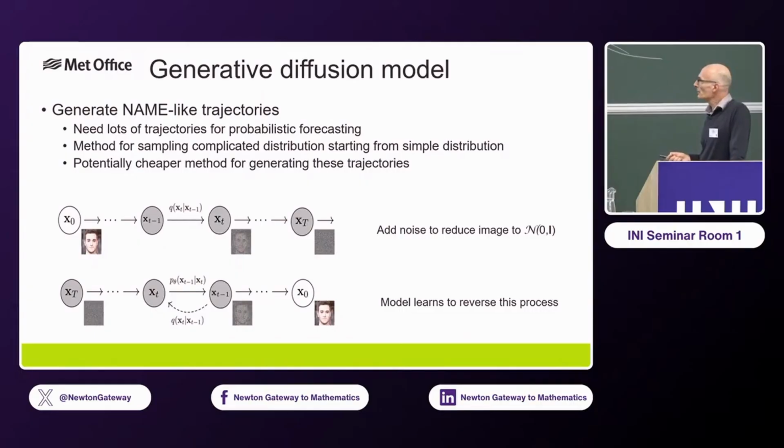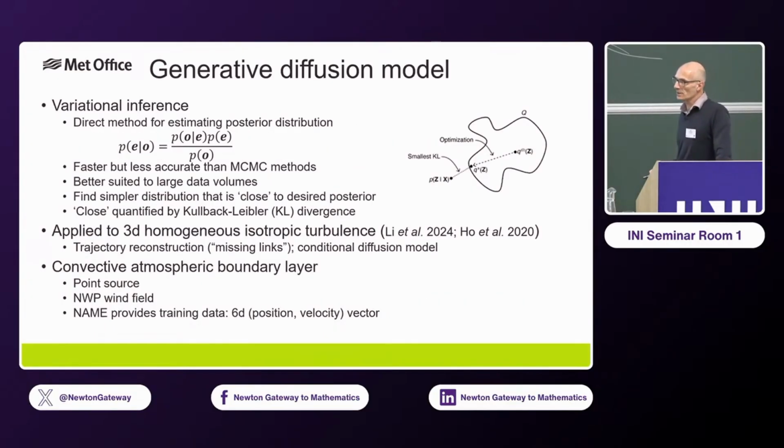It's been widely applied to image processing, so the idea is that you gradually denoise an image, and then the model learns to reconstruct it. So the idea is that you can start from a simple distribution that is straightforward to sample, and then you're aiming to sample a much more complicated distribution. So it's not unlike MCMC methods, but the idea is to use variational inference that we heard about this morning. So you can start with a simple distribution and gradually iterate towards your desired distribution. And you're aiming to get as close to that as possible, and what's meant by close is quantified by the Kullback-Leibler divergence that we heard about this morning.